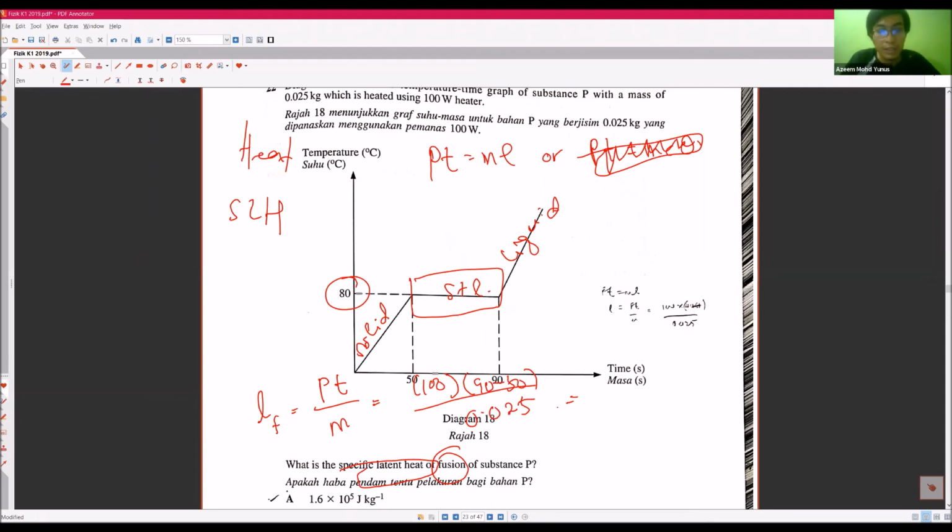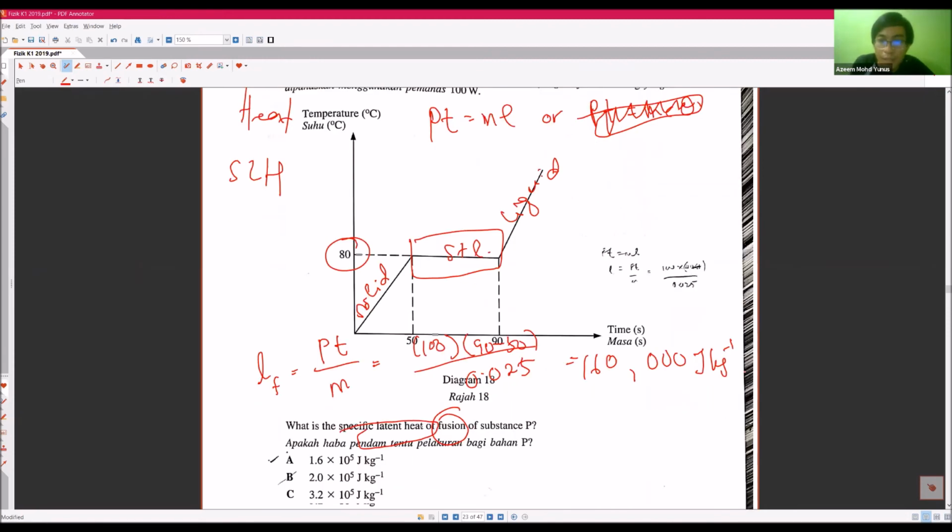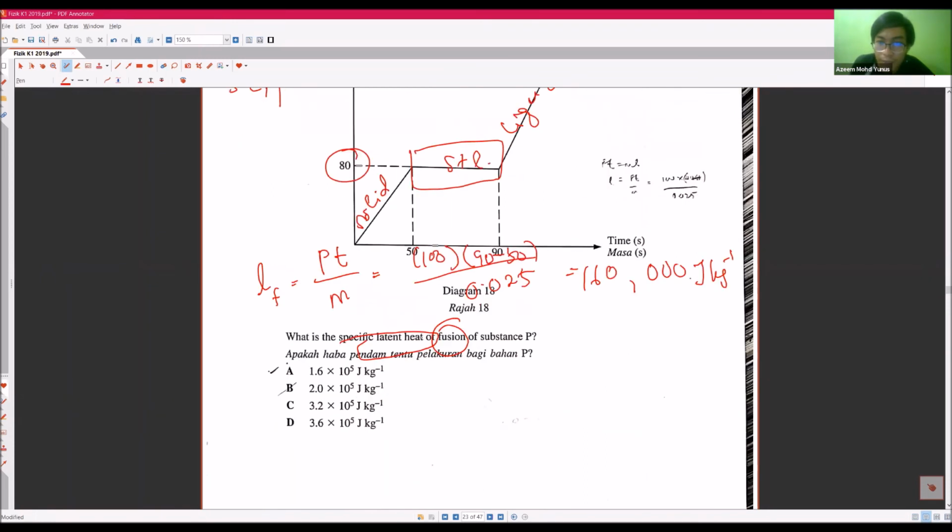Plugging that into the calculator, we got 160,000. Oh, extra zero, we don't need that. The unit is joule per kilogram. So how many zeros here? Because it's in standard form: 1, 2, 3, 4, 5 zeros. So basically this is 10 to the power of 5. So the answer is A.